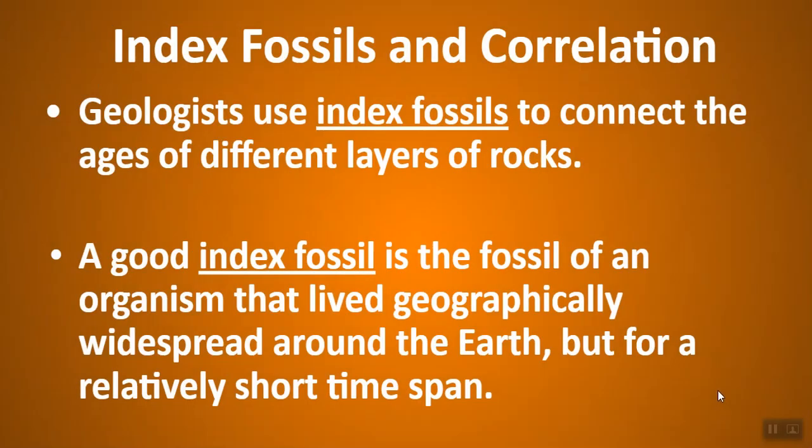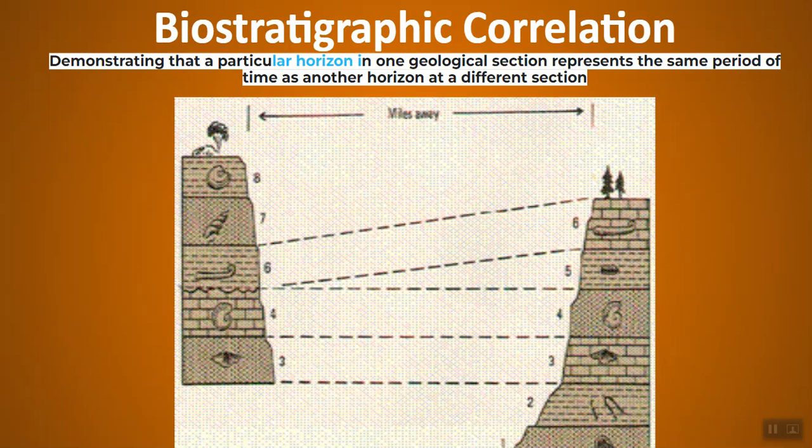We can also use fossils to tell the ages of rocks. A good index fossil is a fossil of an organism that lived geographically widespread around the earth, but for a relatively short time span. That lets us nail down how old that rock layer may be.